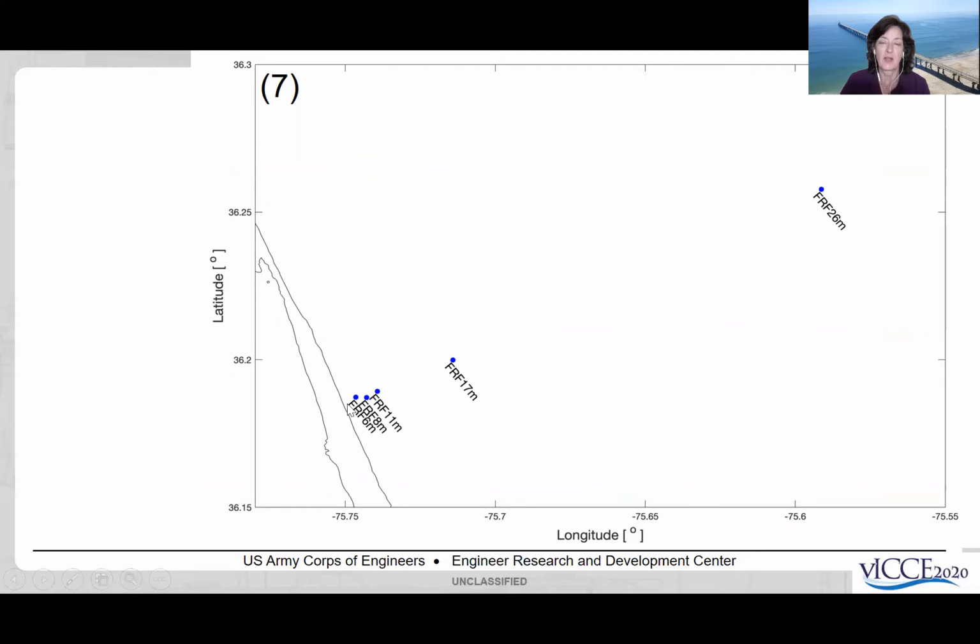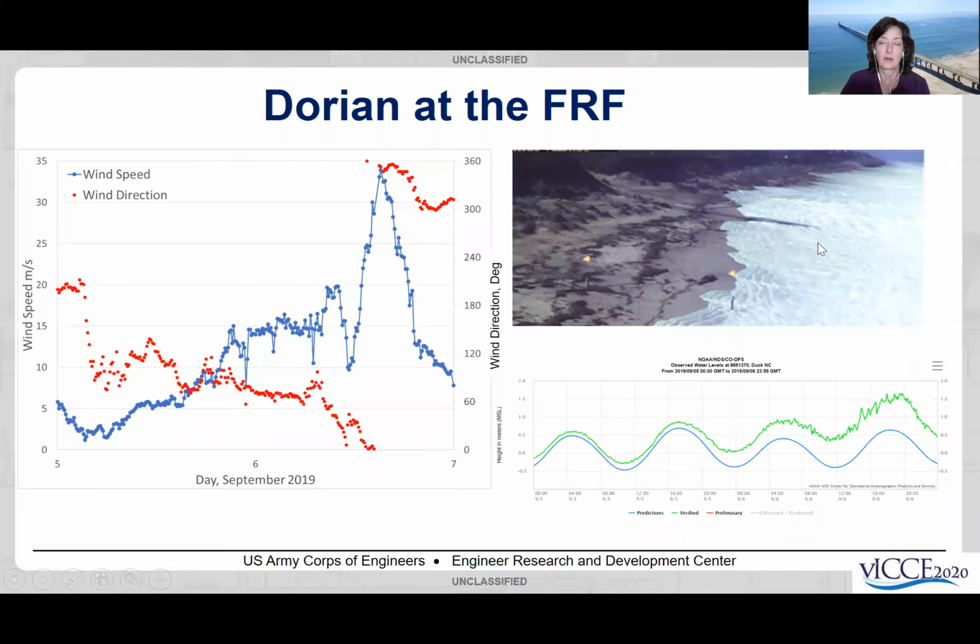We have a series of gauges that extend from 6 meters depth out here to 26 meters depth. And this is the one I showed you before. At that buoy, we're underestimating by almost 2 meters. So these simulations were done without putting in varying water levels, no tides, no storm surge. The storm surge at the FRF was up to about a meter.